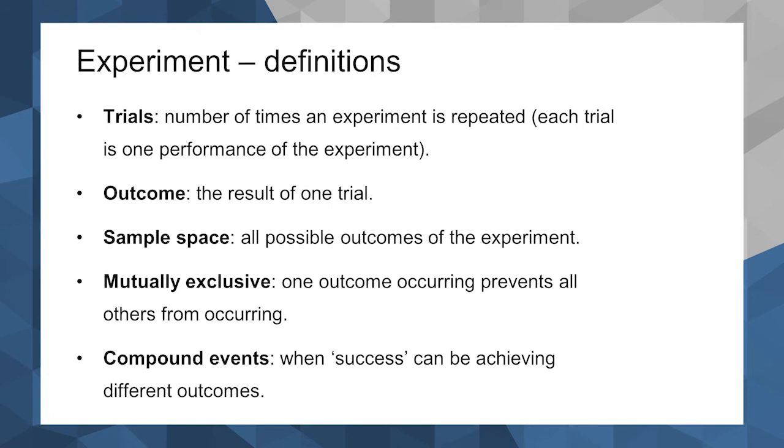Compound events is when success can be achieved by different outcomes. So, for example, when you throw a die, I can define success as throwing a 1, or I can define success as throwing an even number, in which case if I get a 2 it's success, a 4 is success, a 6 is success, and that's a compound event.